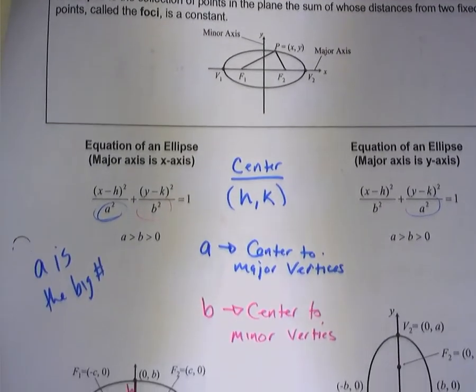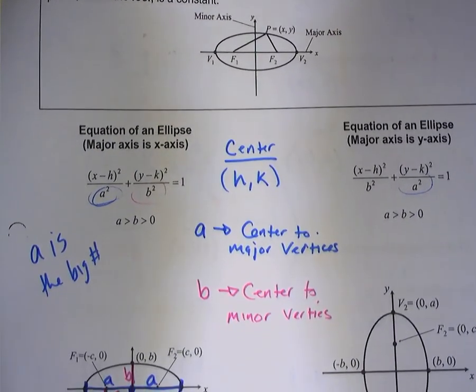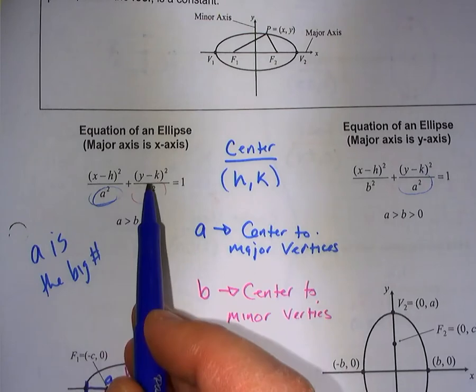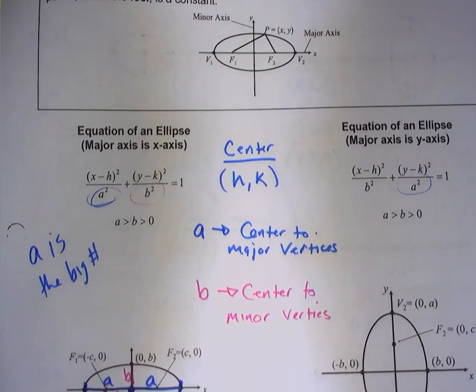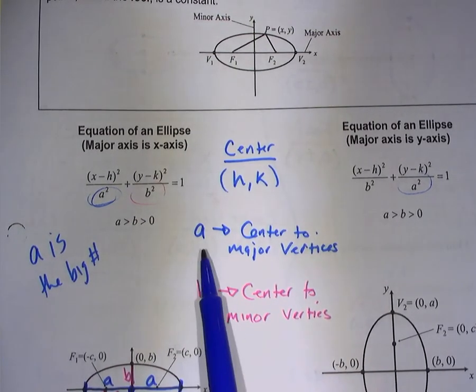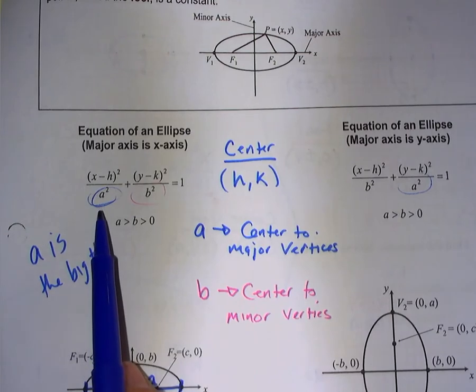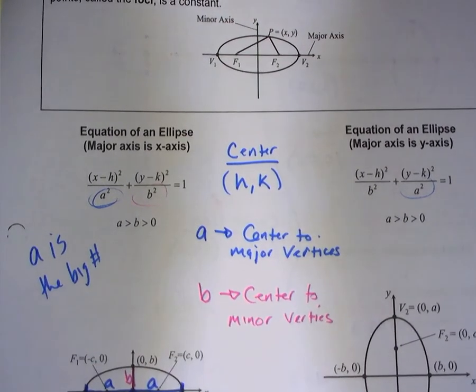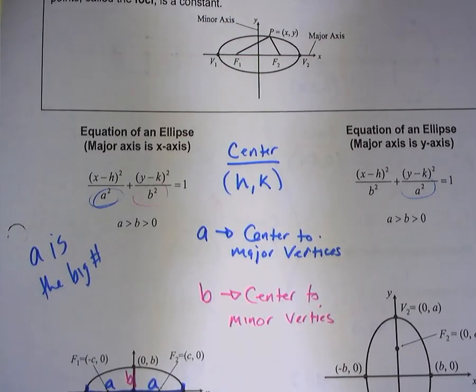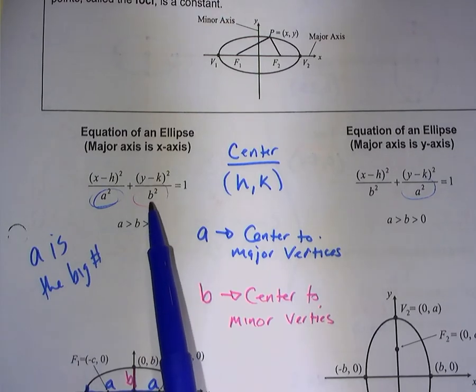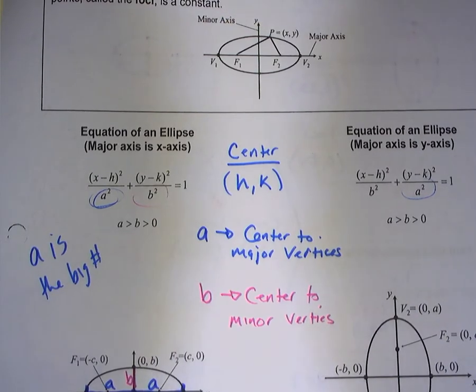Remember, your center is your H and K. We always say H is with X, K is with Y, and opposite of what you see in parentheses. We talked about A is the big guy. So the big guy's underneath the X, it goes left and right, A. And if the B is underneath the Y, we go up and down, B, or vice versa.